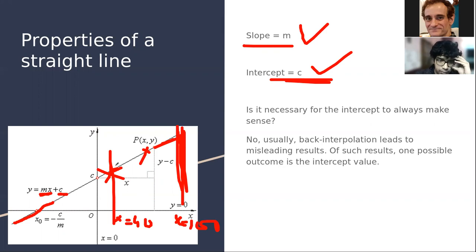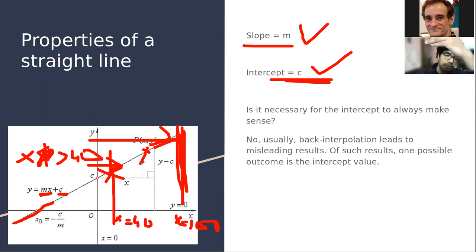And these are the corresponding y values. Now, if there's a constraint that x is always greater than 40, and you try to back interpolate for x equal to 30, that might not be a valid value in the domain. So x equal to 30 might not be a value in the domain. Even if x equal to 30 might be there, it might end up giving some value.